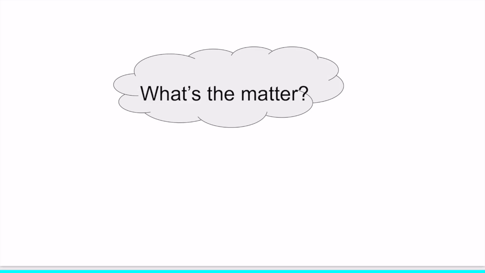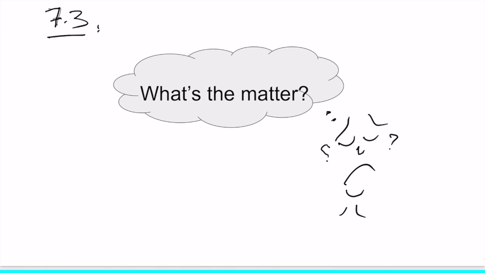Okay, so this is topic 7.3. It is an introduction to particle physics. So this is about answering this big question: what is matter? What is matter made up of? This is a question that has puzzled scientists for many, many years.